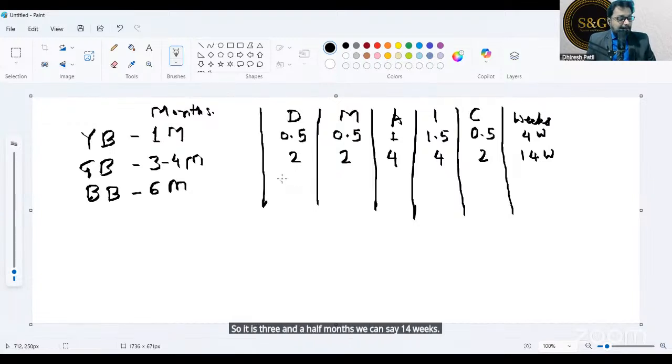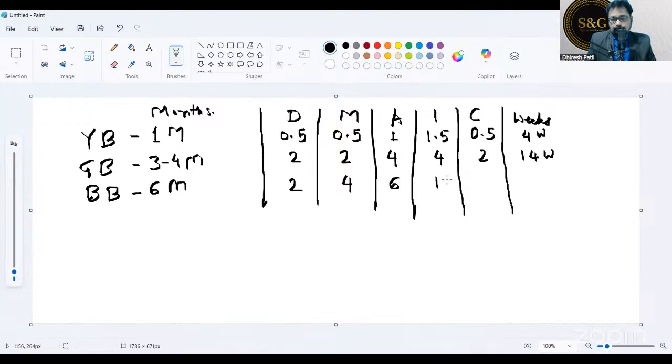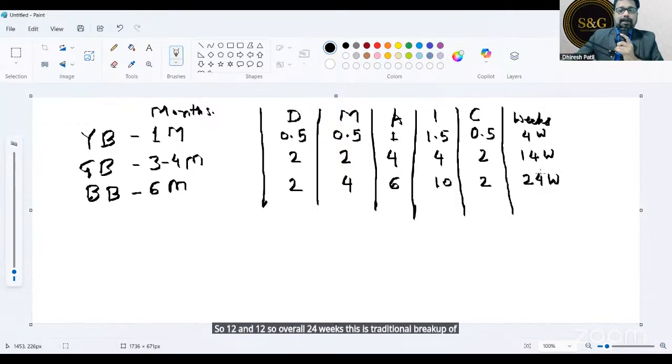And if I talk about black belt level, then the breakup would look like this. So 10, 12, and 12. So it's overall 24 weeks. This is the traditional breakup of the DMAIC timelines. Make a note of this, everybody.